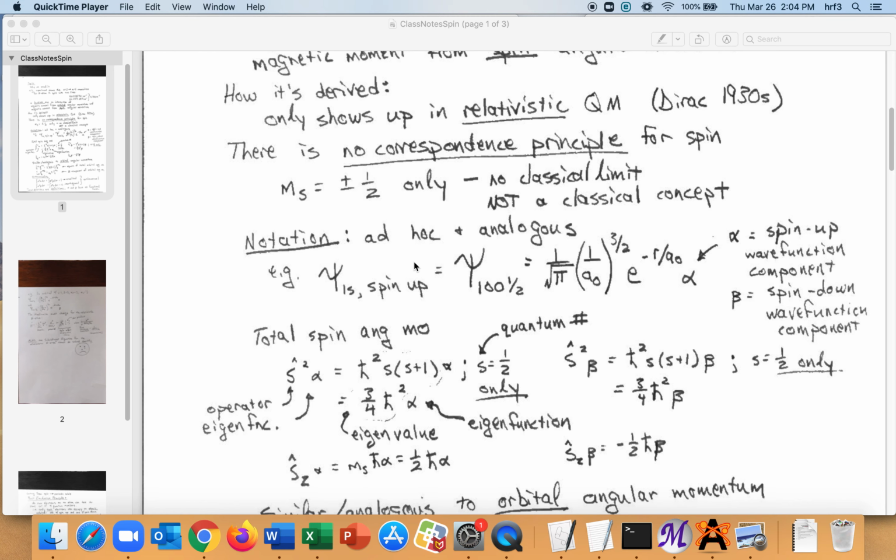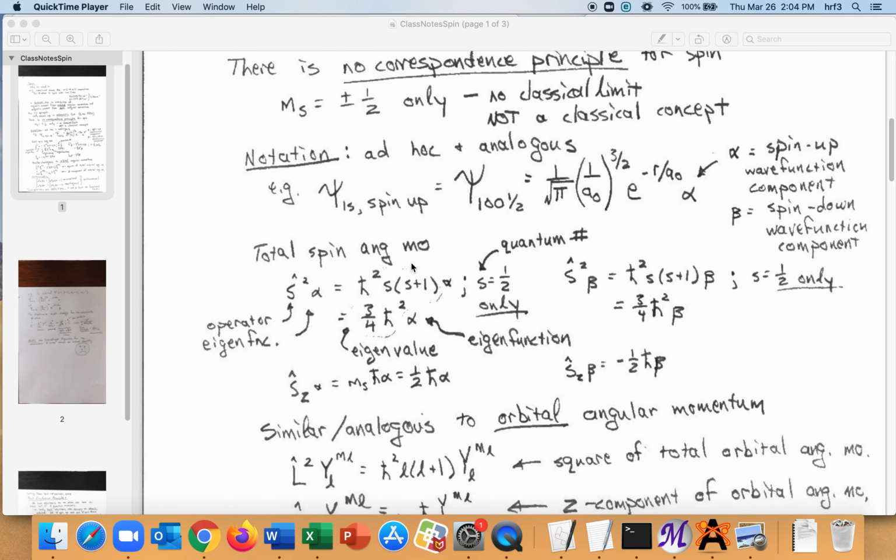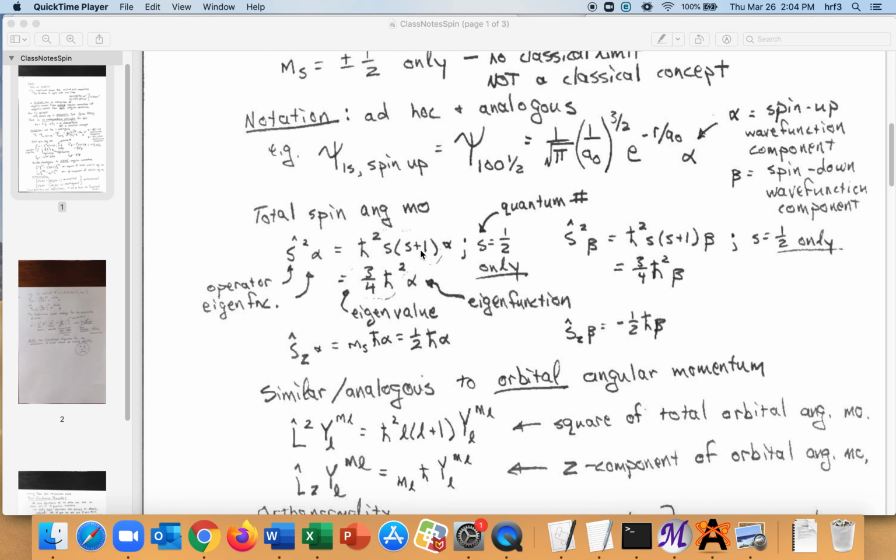Notation-wise, it's analogous to the orbital angular momentum equations. So, as far as the wave function goes, we could have a 1s wave function with spin up, and that would be psi 1, 0, 0, 1 half for spin up. So 1, 0, 0, our notation here is 1s. So n equals 1, l equals 0, m sub l equals 0. That's the 1, 0, 0. And then spin up, m sub s equals plus a half.